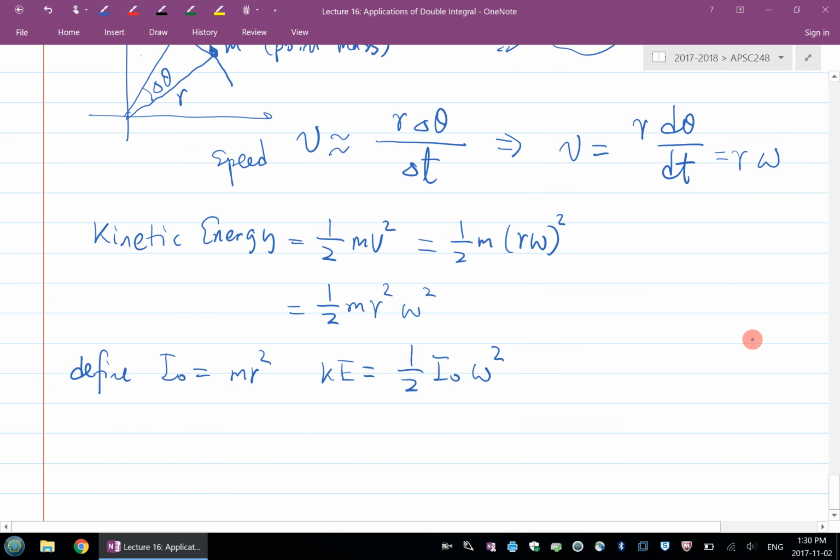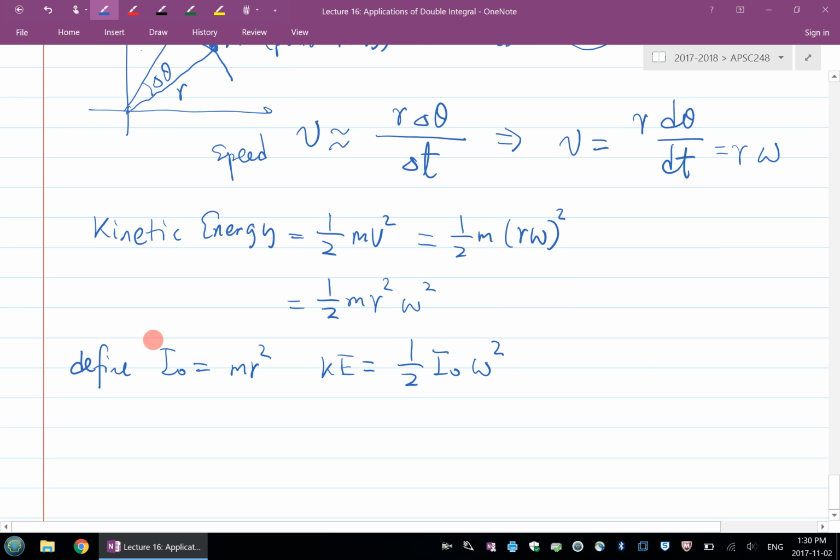So, a different expression for the kinetic energy. Now what we just defined here, this I naught equal to m r squared, is basically the moment of inertia of the point mass with respect to an axis going through the origin.